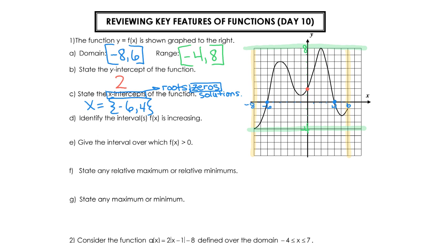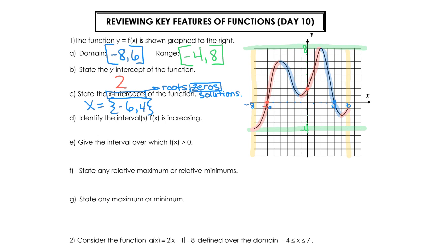Part D says identify the intervals where f of x is increasing. So this is where we use our highlighter again. We start on the left-hand side of the graph like usual, and we are going up, and so that's increasing. However, then it stops and turns around and starts decreasing. Then it stops and turns around, and we're increasing. Then we are decreasing. And then we are increasing once more just for a little bit.